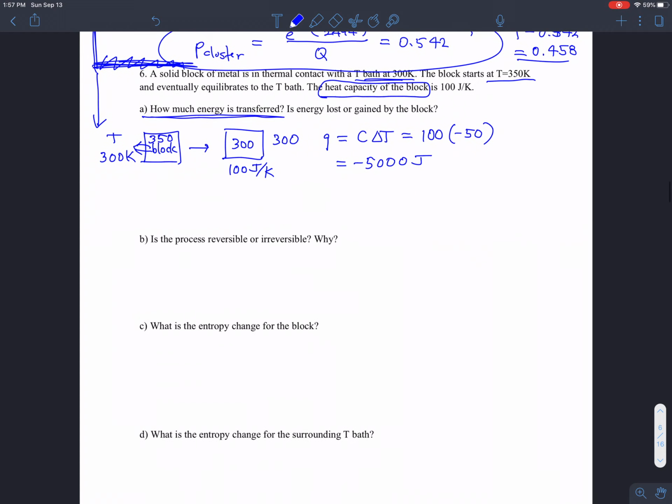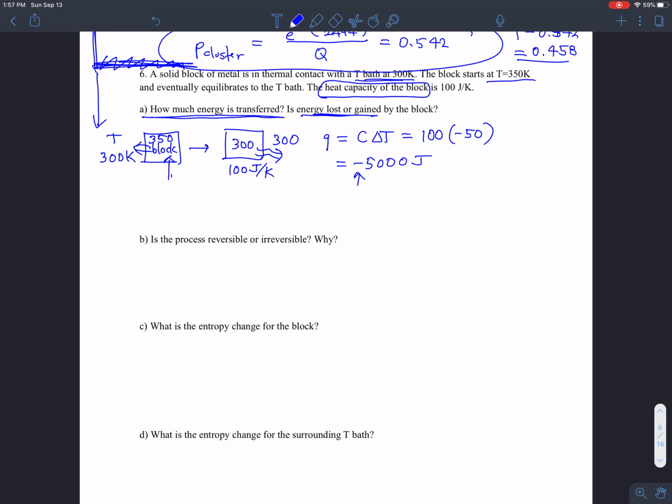That's easy enough. The energy is obviously lost by the block, as you can see by the minus sign, and it is also obvious, right? If the block had the higher temperature, then it has to have lost energy to the surroundings. Is the process reversible or irreversible?